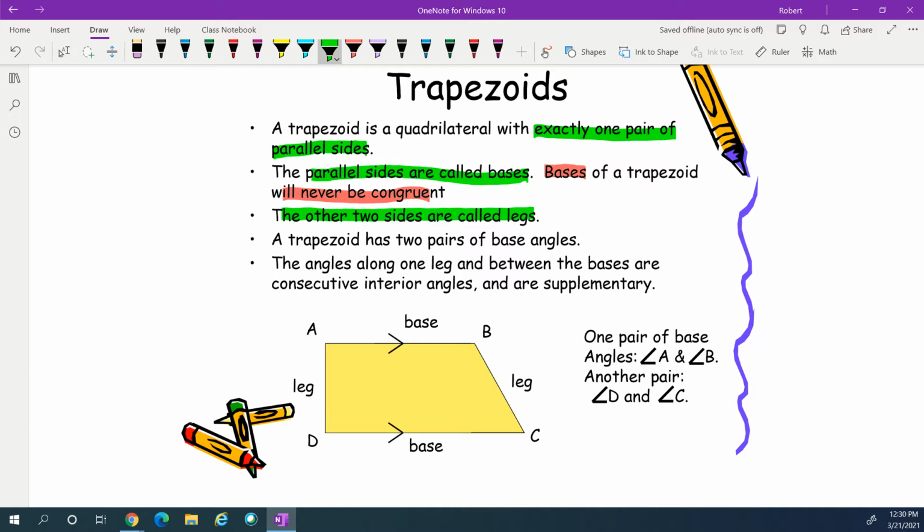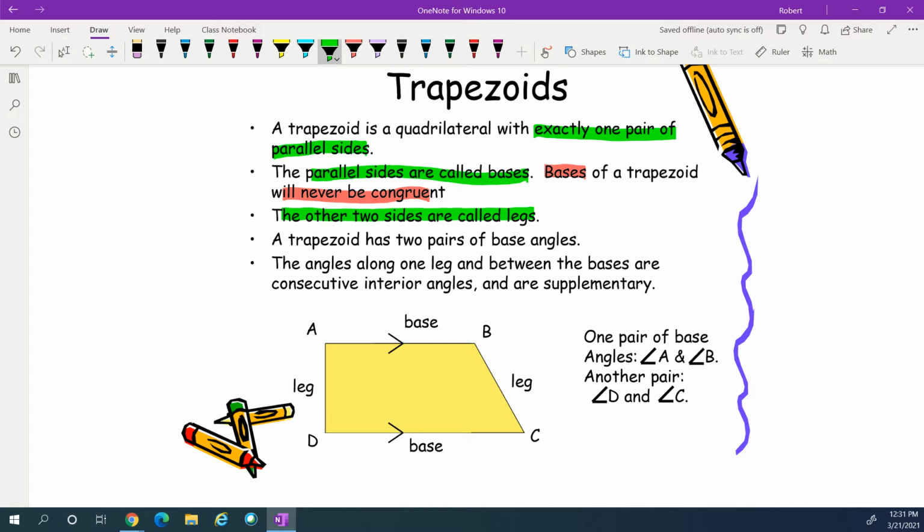So think of vocabulary used in isosceles triangles. We have congruent legs, a base. Well, now we're going to have congruent legs and two bases. We had base angles. We're going to have base angles here as well. So we're starting off with trapezoids, and then we'll make it isosceles.